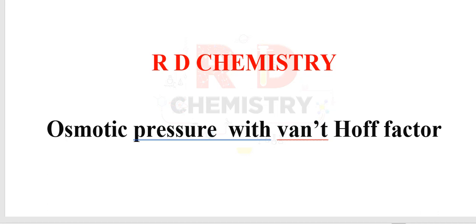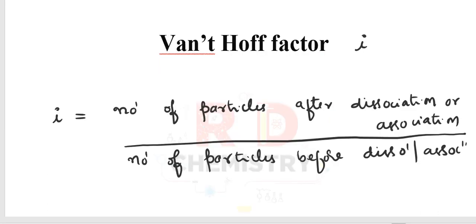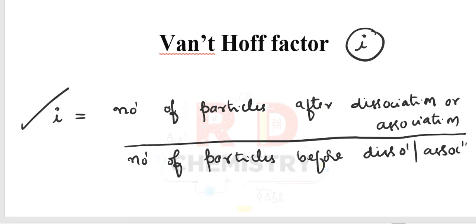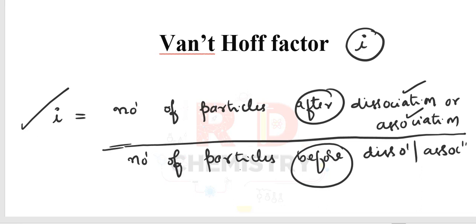Here we'll discuss osmotic pressure connected to the Van't Hoff factor, that is, for electrolytic solutions, how to find out the osmotic pressure, right? Van't Hoff factor is represented by the symbol i. One of the formulas to calculate it is the number of particles after dissociation or association divided by the number of particles before dissociation or association.